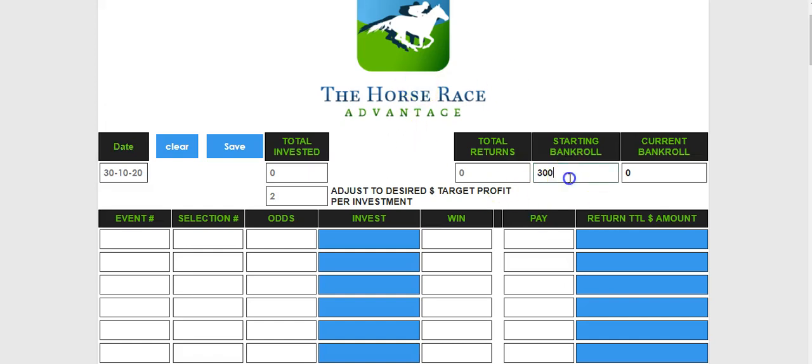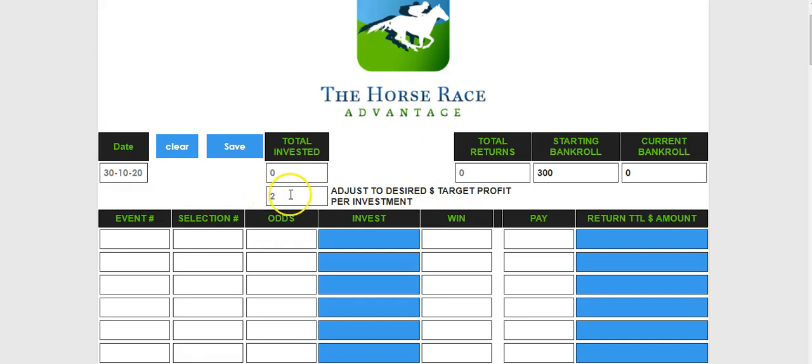Now, the first thing you do is you put in your bankroll, and in this case, we're going to say $300 is our starting bankroll. And the calculator is not set at all. It has to be set when you put in your adjusted desired target profit per investment or per race. So, the smaller players who have a smaller bankroll, they can set this at $2. It says 2 here, but it's not set. That's just a place so you know where to put it.